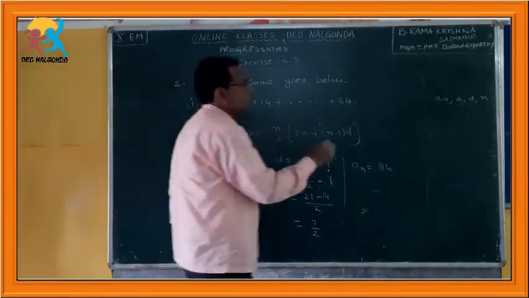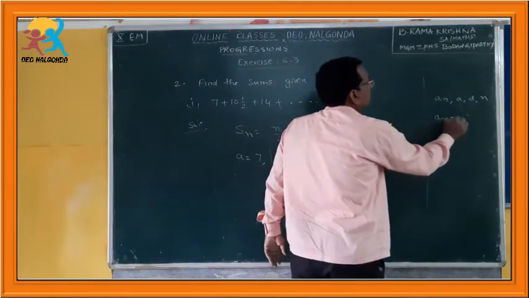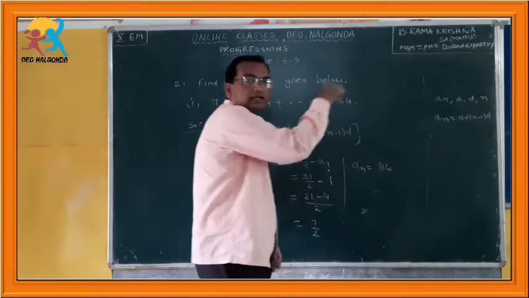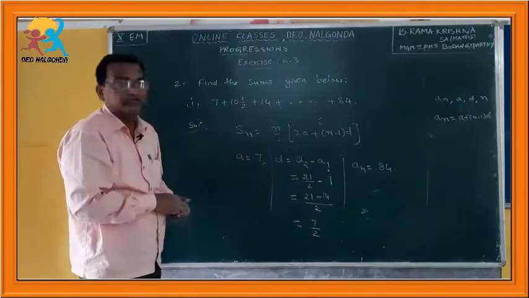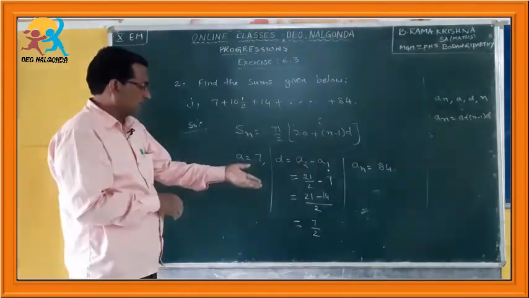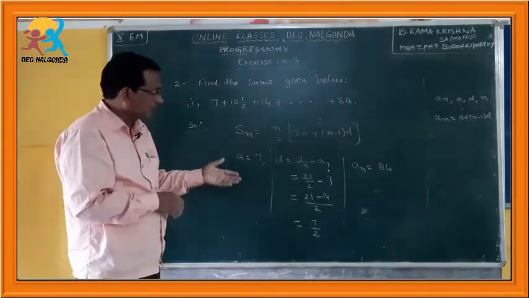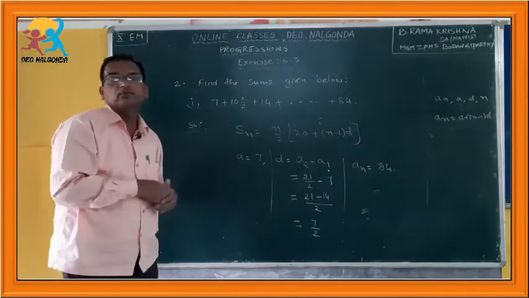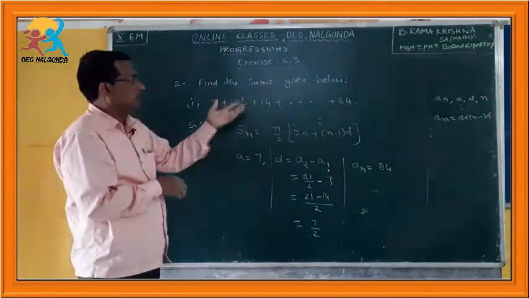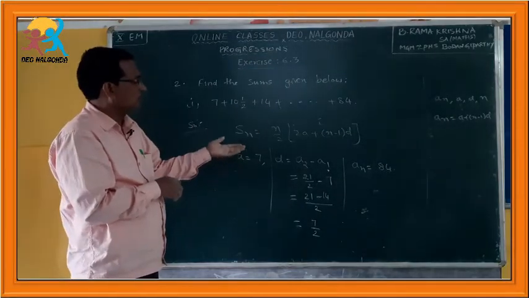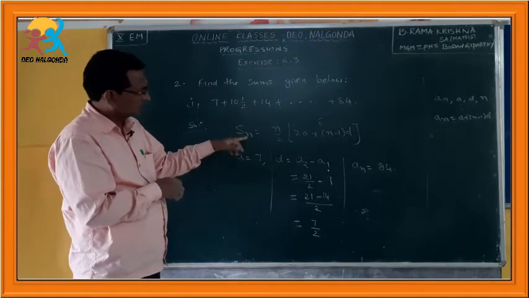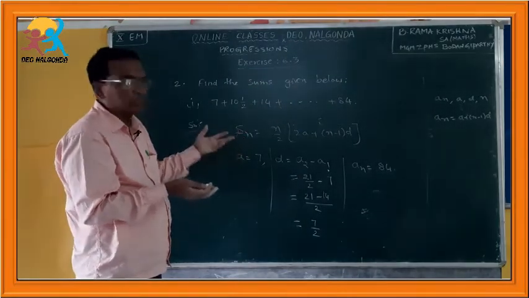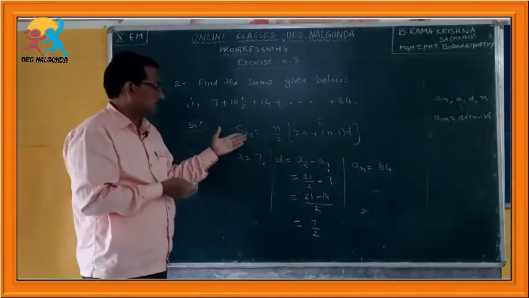Then you can use the nth term formula, An is equal to a plus n minus 1 into d. You can use that to find n, the number of terms. After finding n, you can use the formula to find the sum to n terms. Suppose you get n as 20, then you have to find S20.